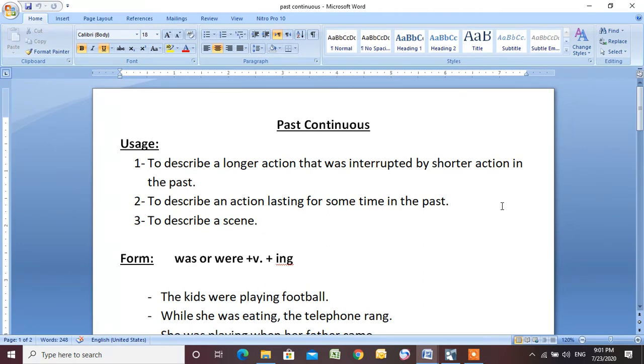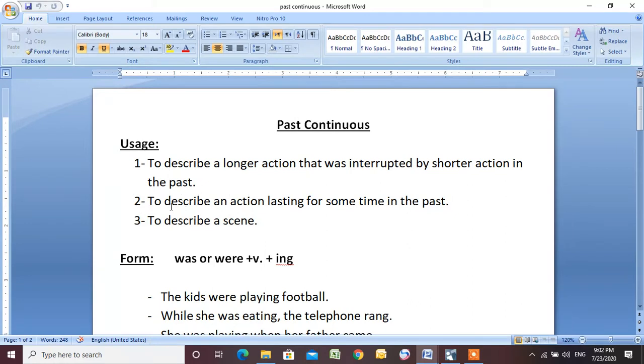So for example, I say, while I was reading the book. I was reading the book. It's a long action. It takes a long time. My father arrived. It's a shorter action that interrupted the long one. So I was reading and then I was interrupted, or I was stopped because my father arrived. So it's a long action that was interrupted by a short action in the past.